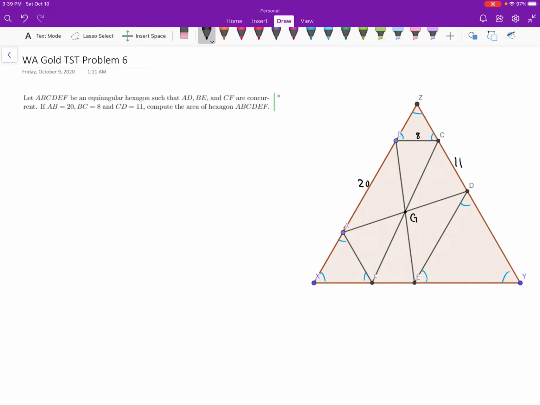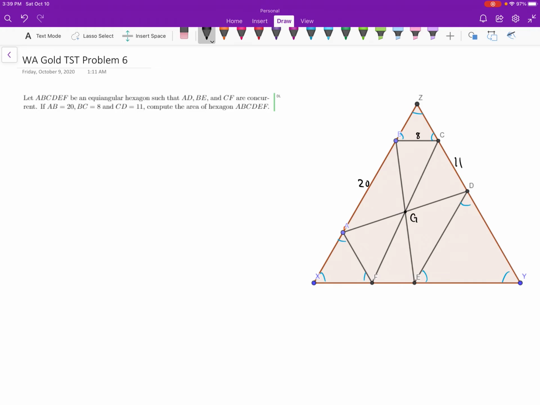Here you'll notice in the diagram that I've extended the side lengths to obtain an equilateral triangle with three smaller equilateral triangles. The reason we can do this is because each interior angle of the equal angular hexagon is 120 degrees, which means that if we extend the side lengths, the marked angles in blue are all going to be 60 degrees.